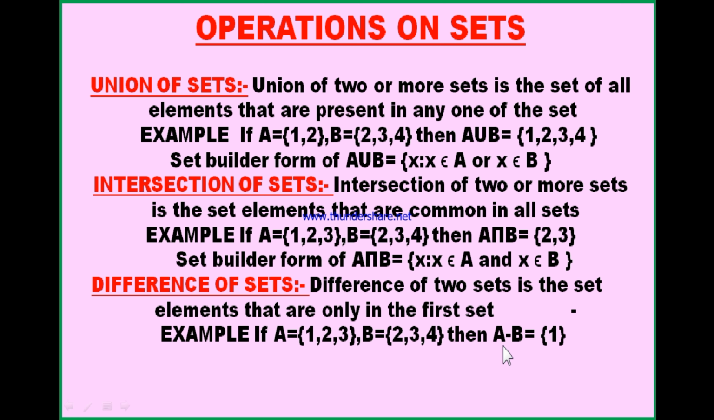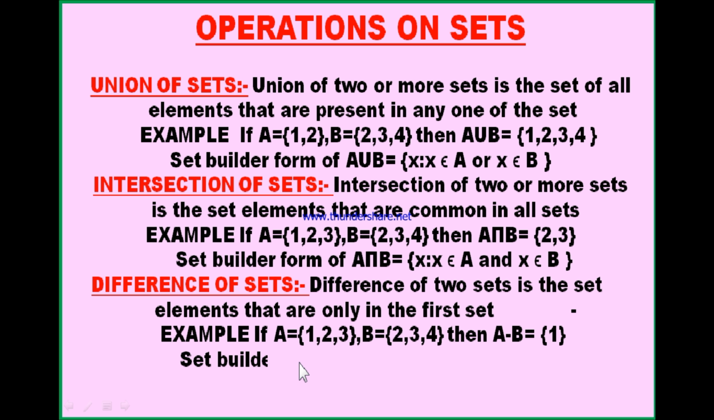A minus B means you have to write the elements that are present in the first set only, which are not in the second set. Now, if you observe 1, 2 and 3, these 2 and 3 are also in B. But only 1 is the element that is present in the first set only. Therefore, if you list out all the elements that are present in the first set only, then this is called the difference of sets. Okay.